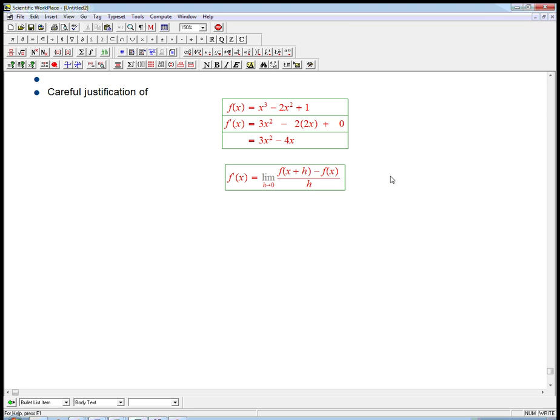Here's a careful justification of what I was saying in the derivative intro part 2. If you have this cubic function, I was claiming that if you already know the derivative of x cubed is 3x squared, you know the derivative of x squared is 2x, and you know the derivative of a constant is 0, you can just put together the pieces in this very easy way.